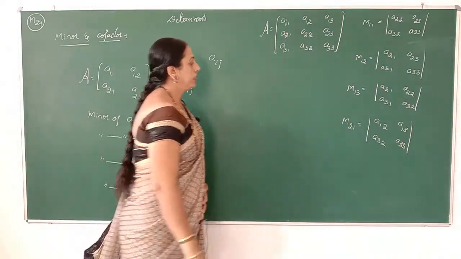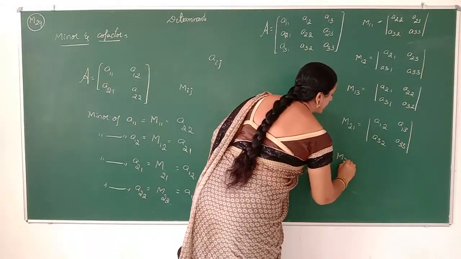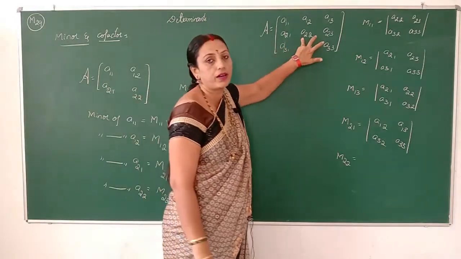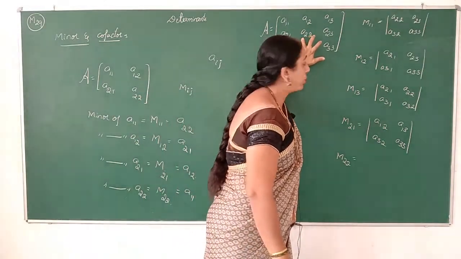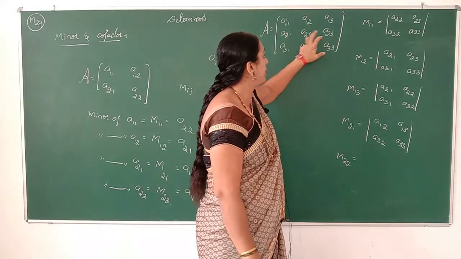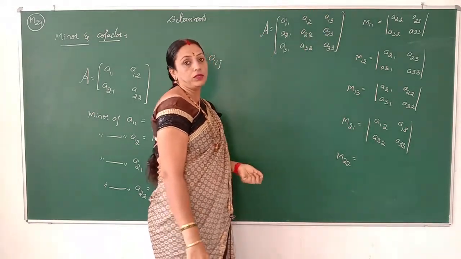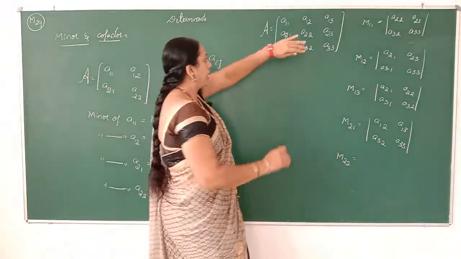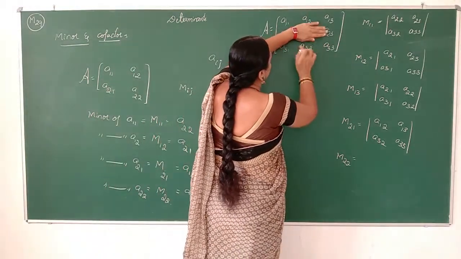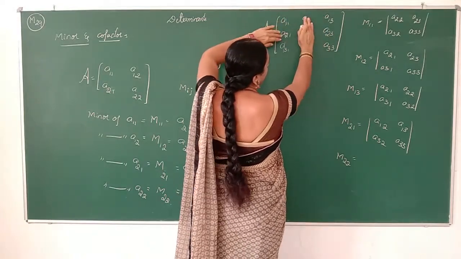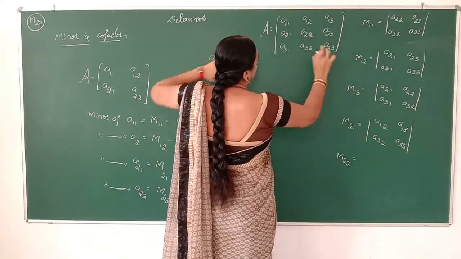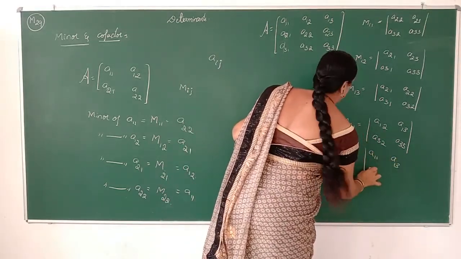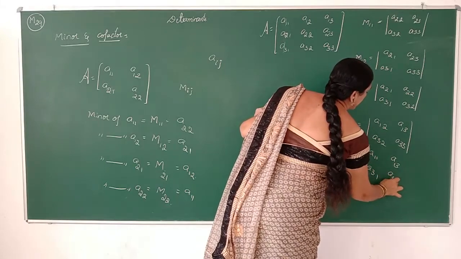Next is M22. M22 means the minor of A22, where A22 is the element of the second row, second column. The elements of the second row and second column get neglected. The remaining elements are A11, A13, A31, A33.